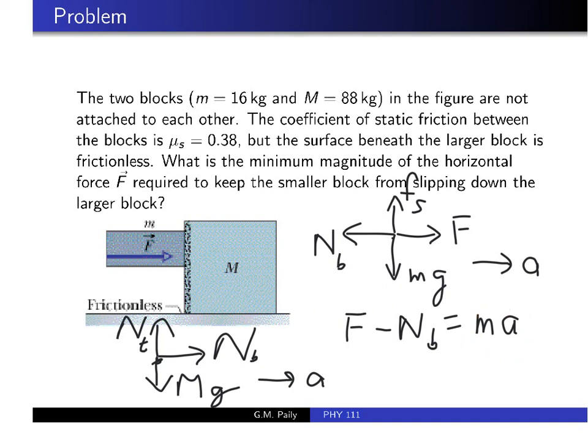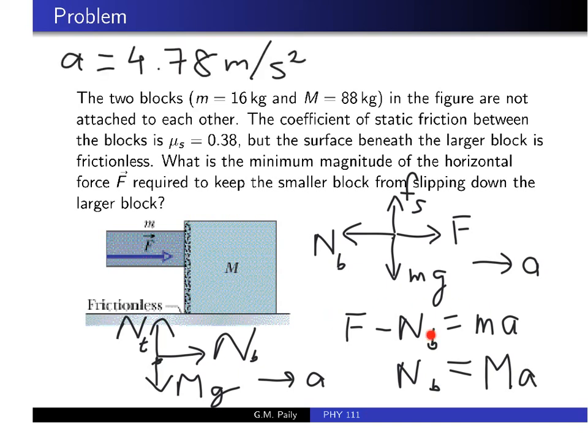Luckily, A appears in one other place, that is here. So let us write the F net equation for the big block. This F net equation is quite simple. We just have NB is equal to big M times A. Knowing that NB is 421 newtons and that big M is 88 kilograms, we find that little a is 4.78 meters per second squared. We can now use this value in this equation.